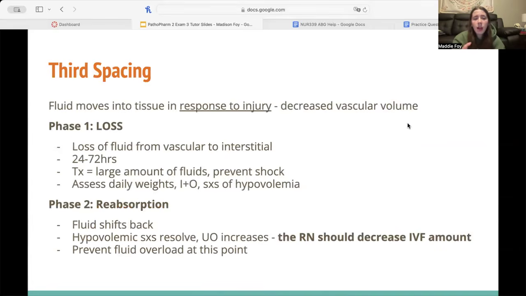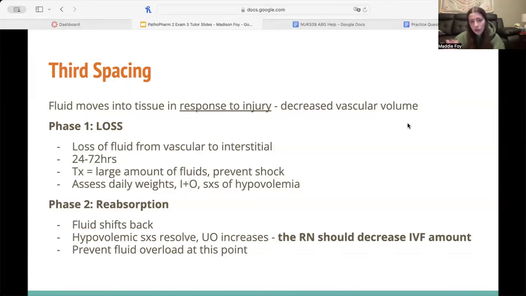Third spacing. I think I saw a note either this semester or last semester that a lot of students get this wrong, just because maybe they skip over it in studying or don't have a great understanding of it. Third spacing is kind of the process of how fluid moves in response to injury. So like I said, fluid moves into tissue in response to injury, which decreases your vascular volume, that volume within your blood vessels, essentially.